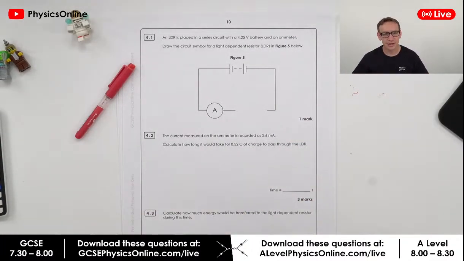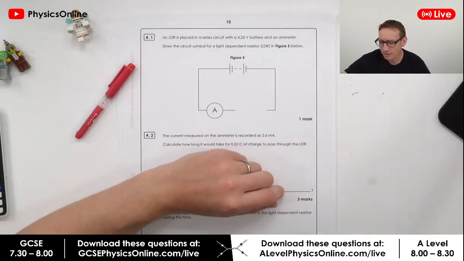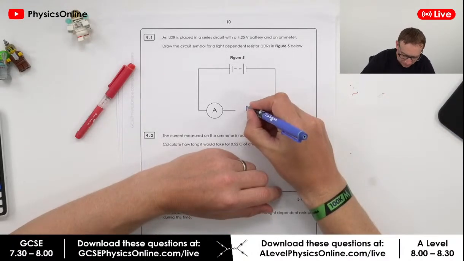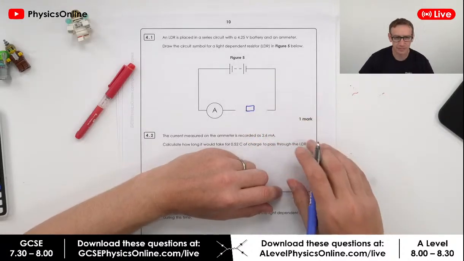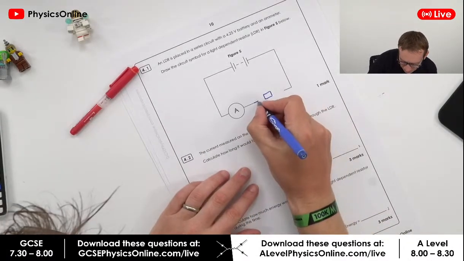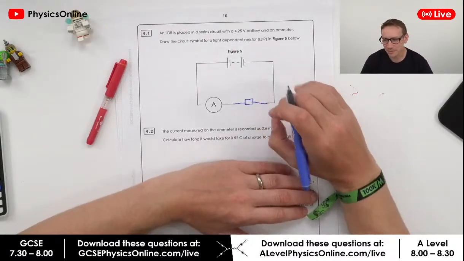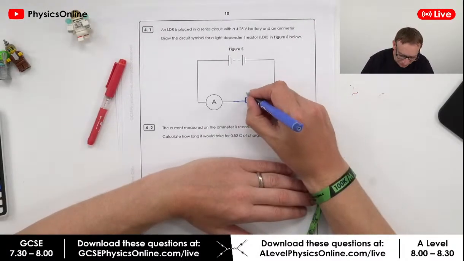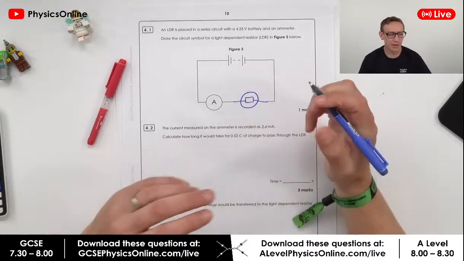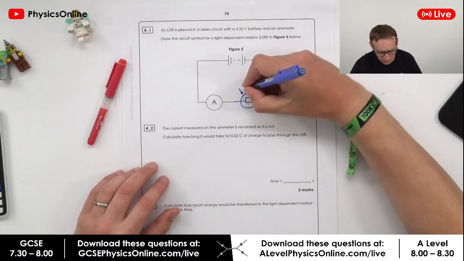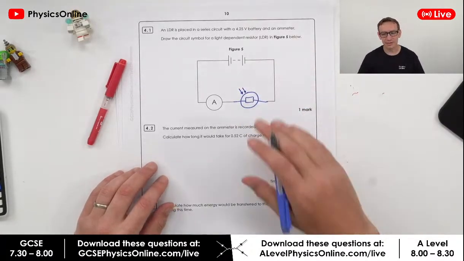So the first one is just the symbol for an LDR. This is our light-dependent resistor. For that reason, the first thing I'm going to start with is the shape of a resistor that's connected into that circuit. Not the best drawn. There's a circle around it, and if you do have your compass, that really makes drawing circles a lot easier. And then there are rays of light that come into it like that. So this is an LDR.